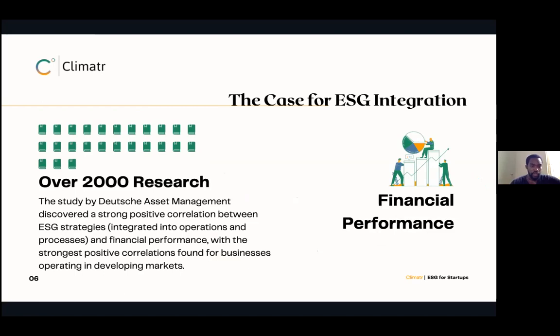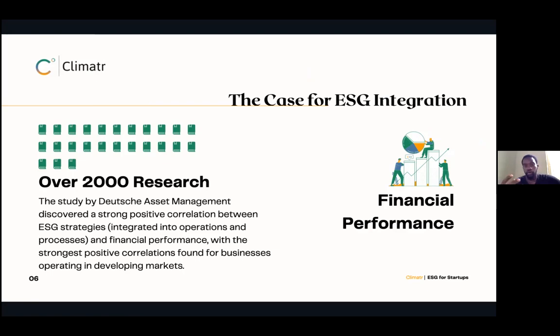So there is a research that was conducted by ESG Asset Management, alongside other notable research institutions such as Johns Hopkins University, Oxford University, and the likes. With this research, ESG Asset Management was able to assess over 2,000 research publications. And one of the important findings they discovered was that there was a strong positive correlation between ESG strategies that are integrated into operations and processes, and financial performance.